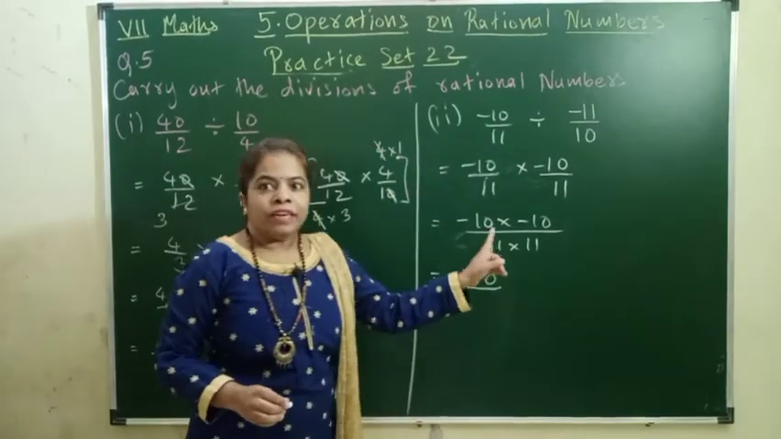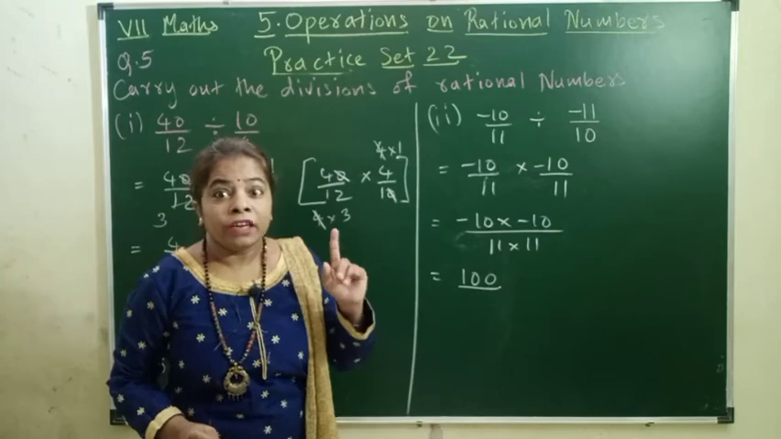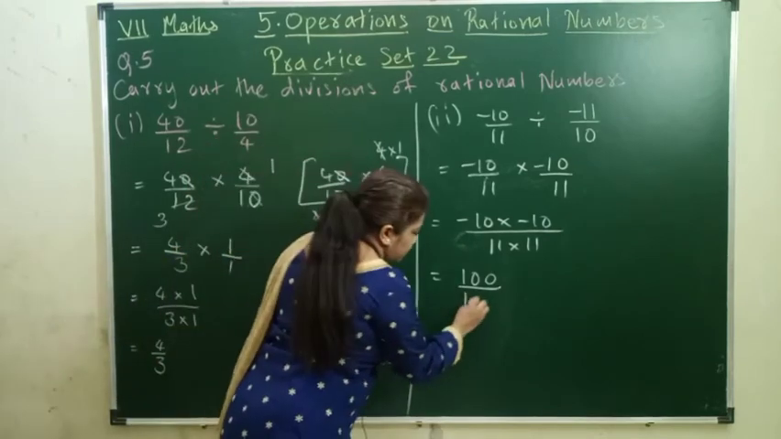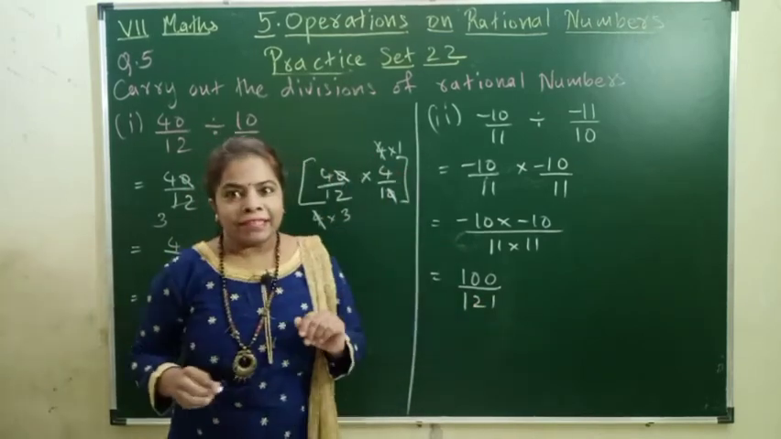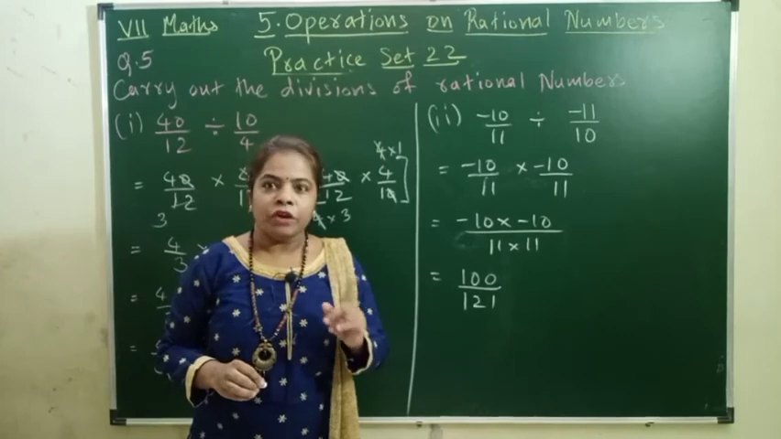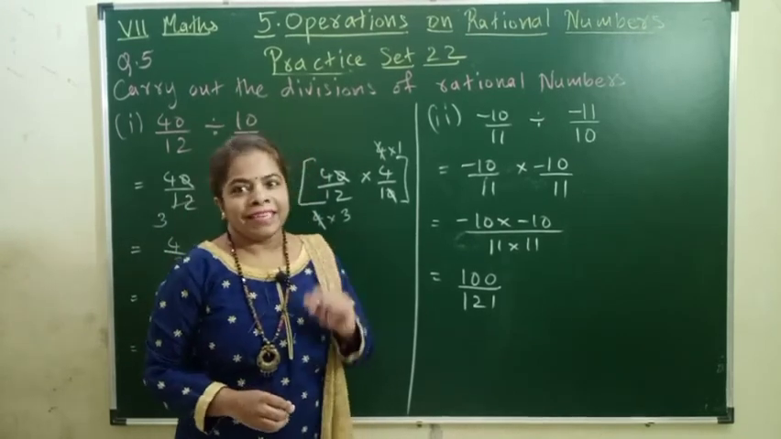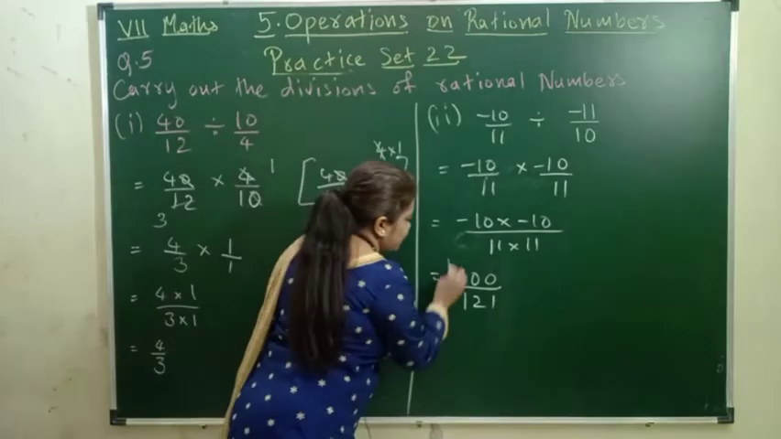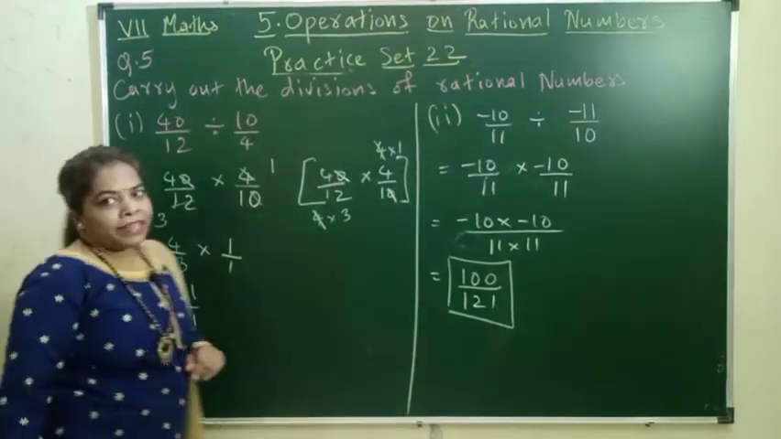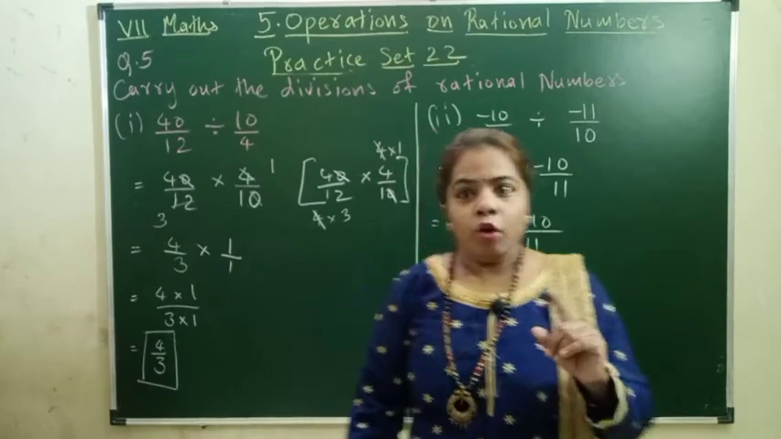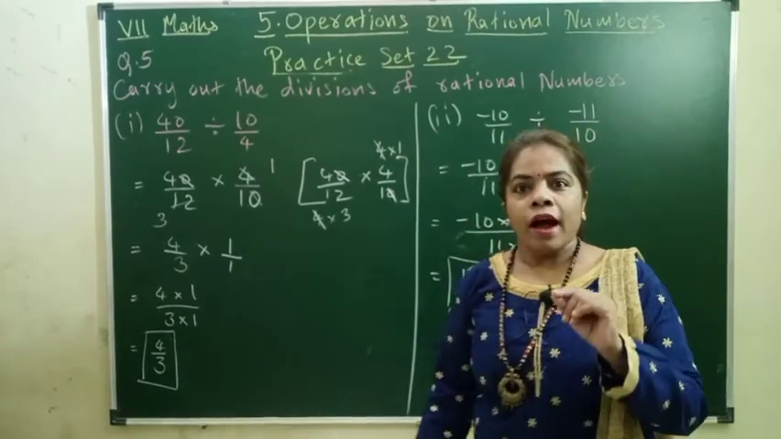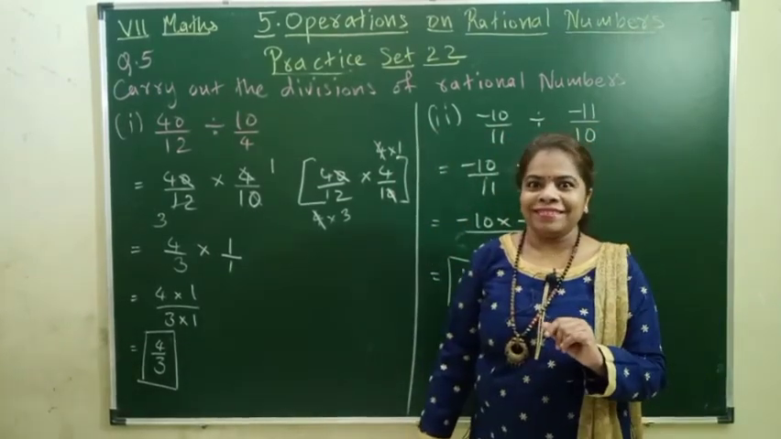And 11 into 11 is 121. You can multiply and see, children. 11 11s are 121. So that is your answer for the second one. Highlight your answers, children, and hopefully you all are understanding these sums.